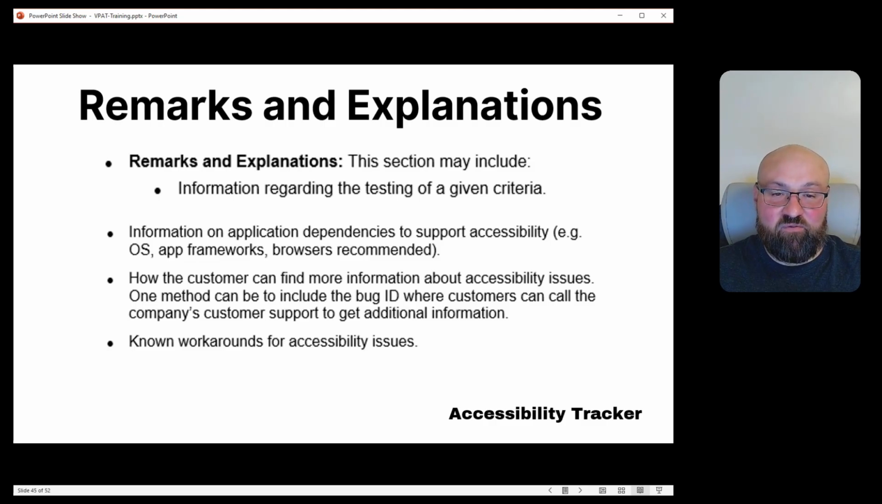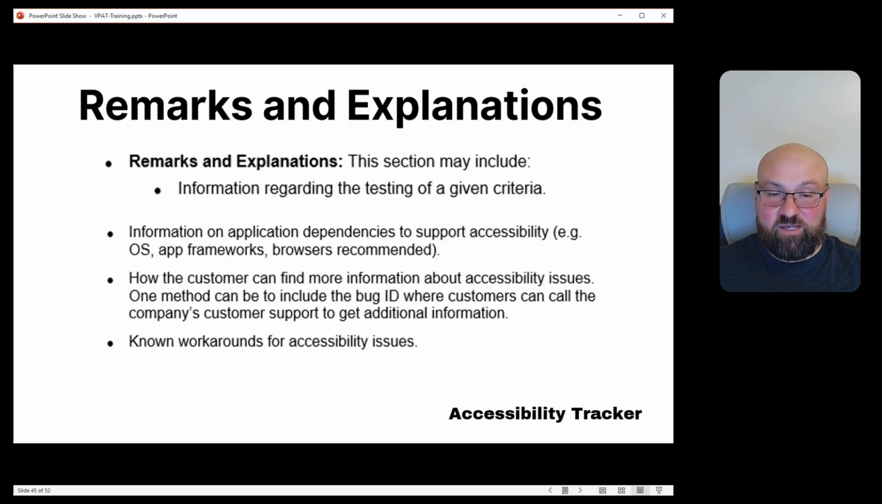All right, continuing on with remarks and explanations. Here we have another screenshot from the VPAT. Remarks and explanations. This section may include, and then we have the sub bullet points, information regarding the testing of a given criteria, information on application dependencies to support accessibility. So, for example, OS, app frameworks, browsers recommended. Another bullet point, how the customer can find more information about accessibility issues. One method can be to include the bug ID where customers can call the company's customer support to get additional information. And then last, we have known workarounds for accessibility issues.